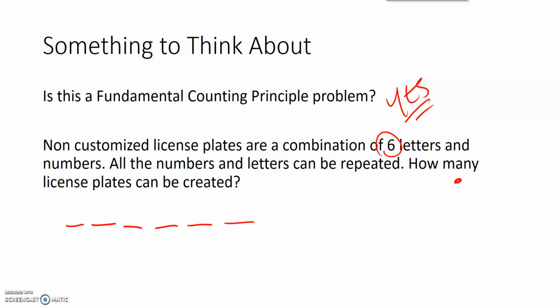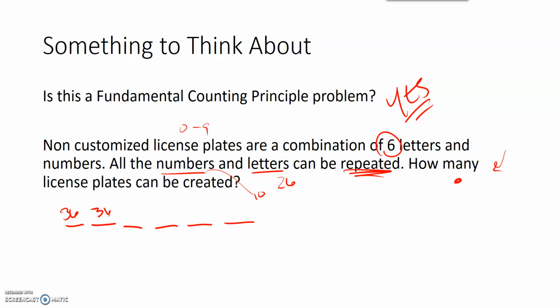Well, that first spot here, I need to figure out how many possibilities there are for that first spot. It says that I can use numbers and letters. Well, I know there are 26 letters. Numbers, it's going to be 0 through 9, and that is actually 10. 0 through 9, including 0, you have 10 options there. So really for that first spot, I have 36 options. Now, it says that they can be repeated. Okay, so that means in the next spot here, I again have 36 options.